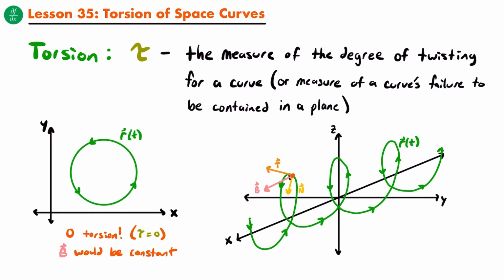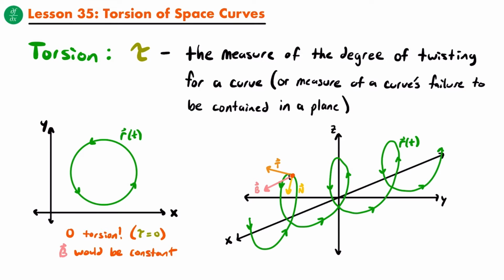Okay, so a plane curve has zero torsion, which means that tau would be equal to 0, and it also means that the unit binormal vector would be a constant vector. Right, the unit binormal vector from our TNB frames that I mentioned earlier, it represents the direction of twisting for a curve at any point along that curve. And so if there is no torsion for a plane curve, or there is no twisting, then the direction of twisting would not be changing. The unit binormal vector would not change. It would remain constant for the entire curve, no matter what TNB frame you look at along it.